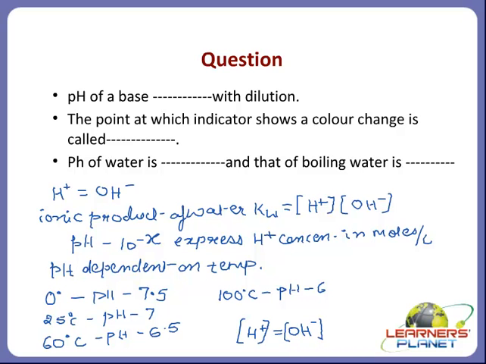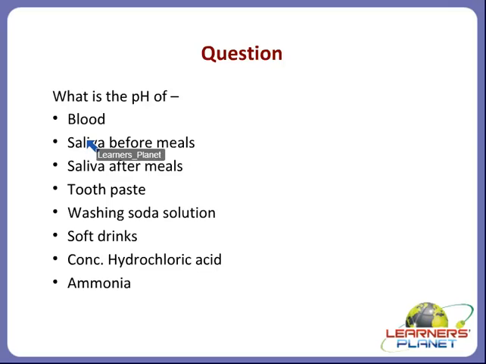Right? Now let's take up our next question. What is the pH of blood? Say, children, blood should be acidic or neutral or basic. Blood has to be neutral. Got my point? So it has to have a neutral pH. So the pH of blood is somewhere around 7.4. Right? So the pH of blood here is 7.4.